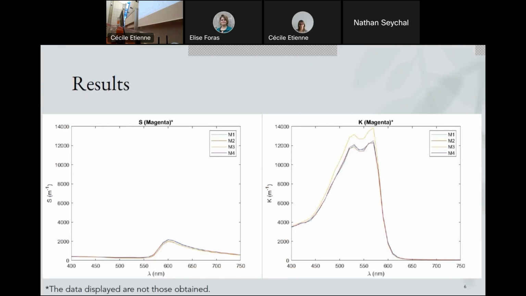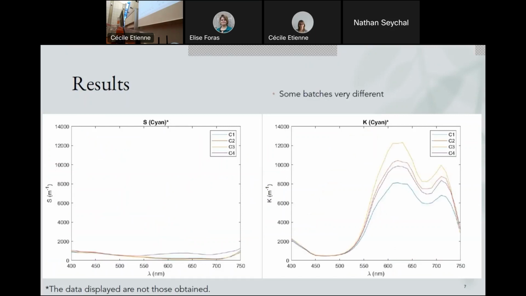As you can see, there is a slight variation in the K coefficient. And we see that the inks are strongly absorbing and much less diffusing on the scale. So that explains the very colored and transparent aspect of the inks.